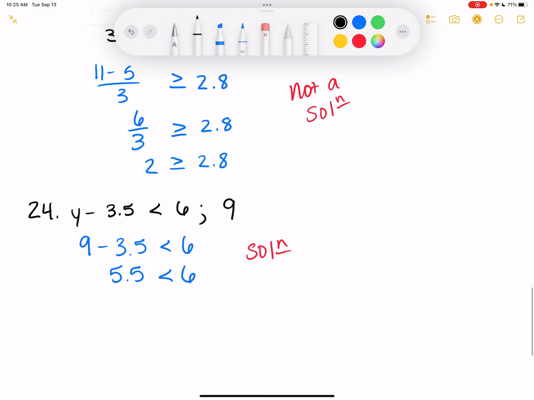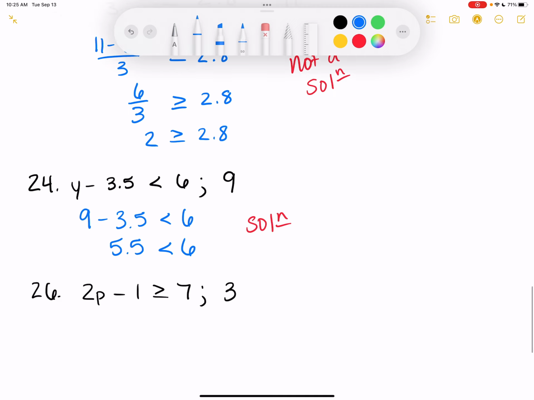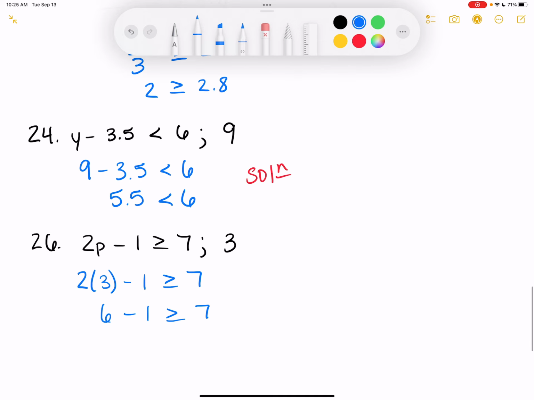Let's see. 26. 2p minus 1 is greater than or equal to 7, and they want us to plug in 3. So if I plug in 3, I have 2 times 3 minus 1 is greater than or equal to 7. So 2 times 3 is 6, minus 1 is greater than or equal to 7. 6 minus 1 is 5. So it says that 5 is greater than or equal to 7. Is that true? So not a solution.